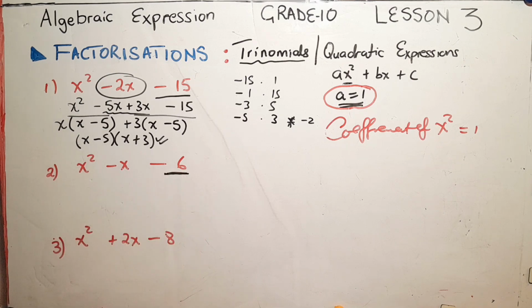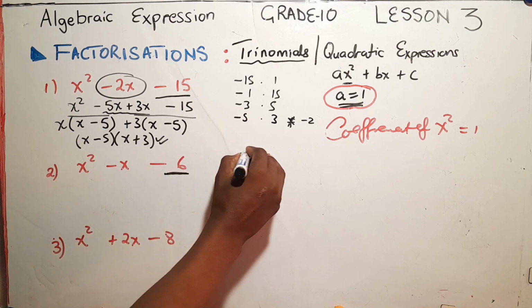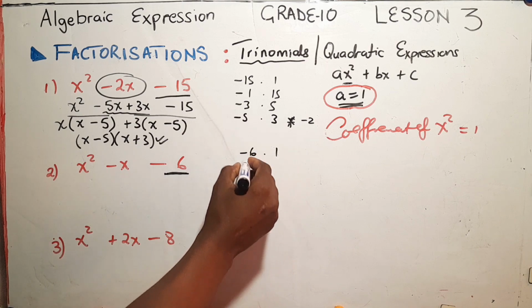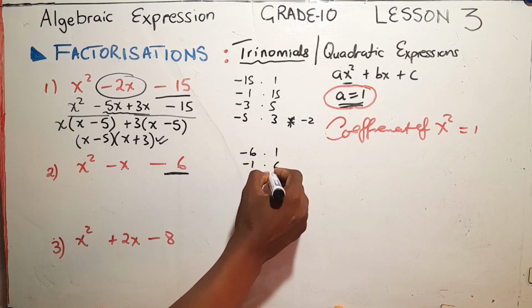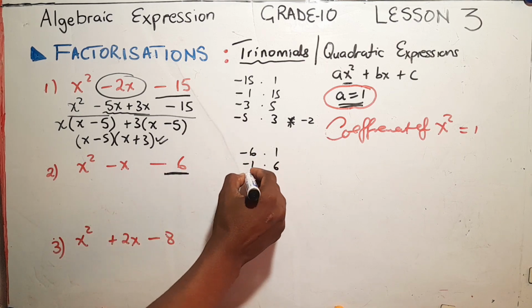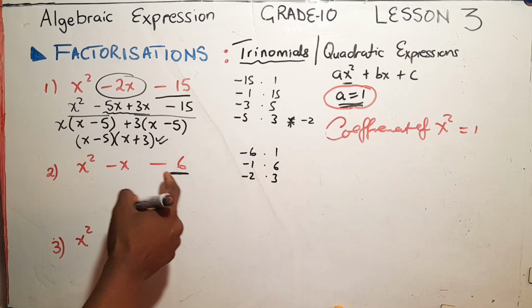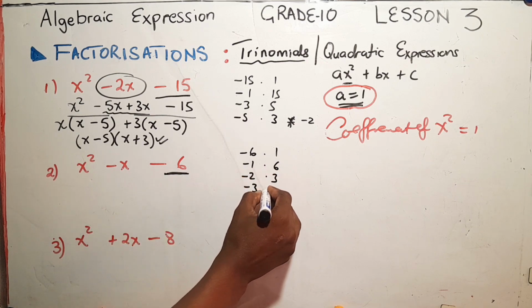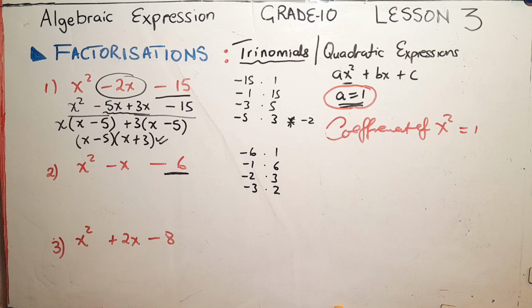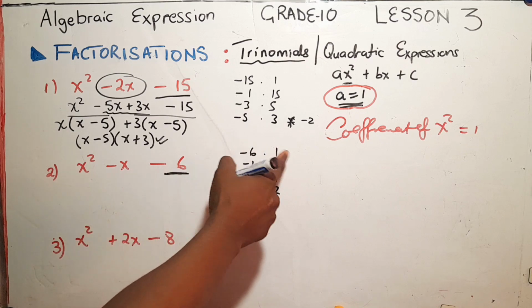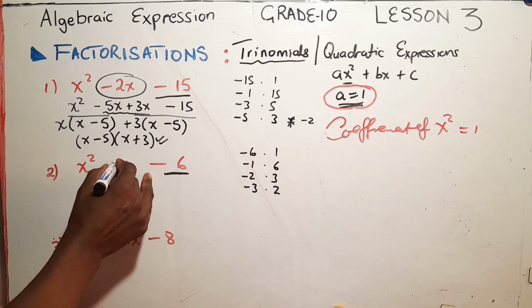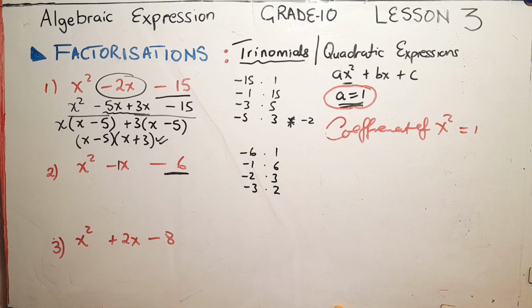So which values can multiply to give us negative 6? Negative 6 multiplied by 1 gives us negative 6. Negative 1 multiplied by 6 gives us negative 6. Negative 2 multiplied by 3 gives us negative 6. And also negative 3 multiplied by 2 gives us negative 6. So now let's add these values. If they can give us negative 1 there, then those are our values that we are going to use.